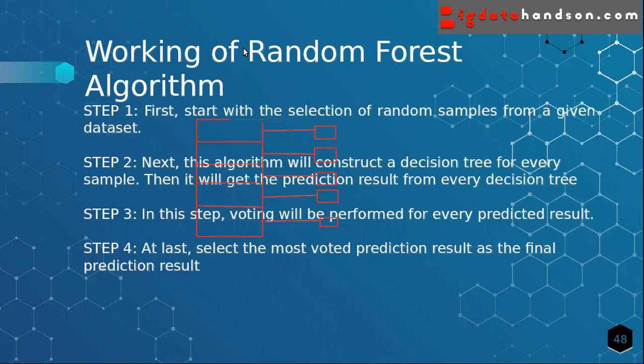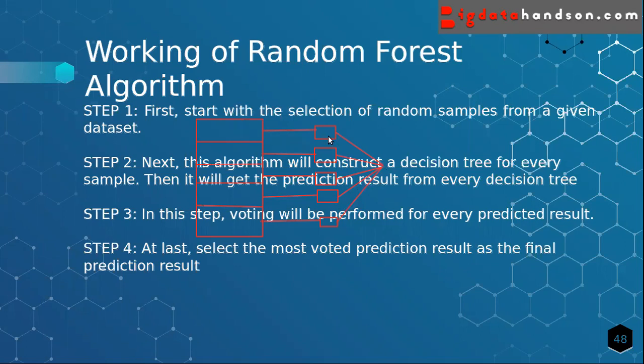So what happens is all the decision trees will give different results. The results will be combined, actually. We'll combine the results by means of voting. This will be our final result.